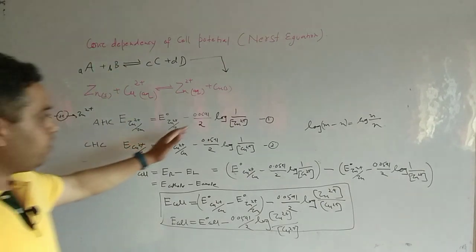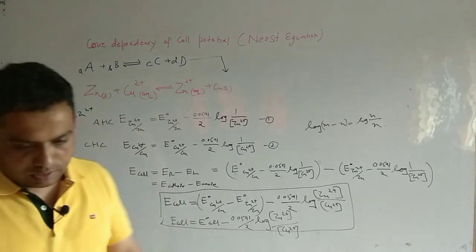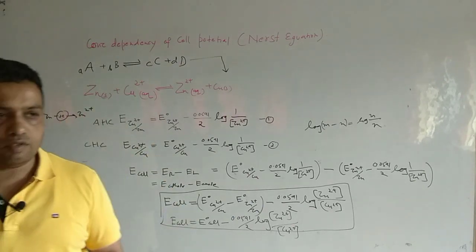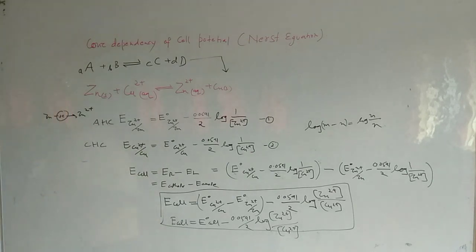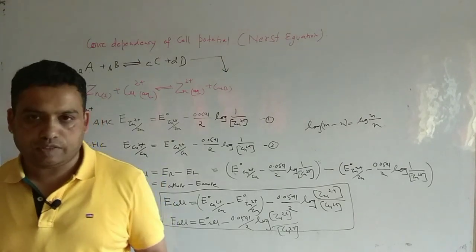In the next class I will explain how this cell potential varies with the variation of the temperature and the concentration. So this is how you can see the concept of electrode potential, cell potential, and the Nernst equation and their equations, lots of things, right?